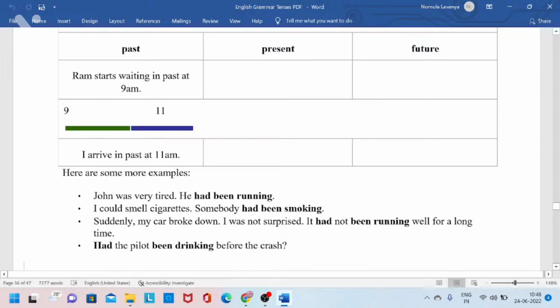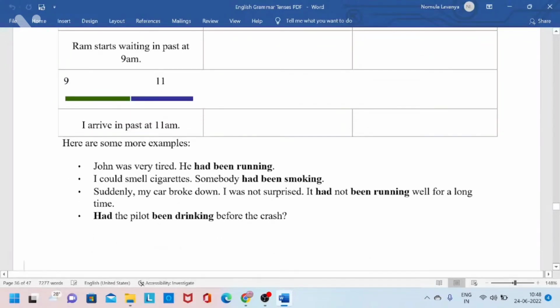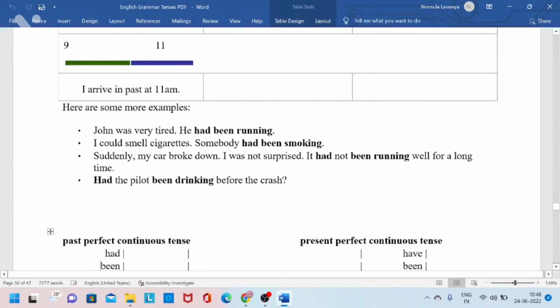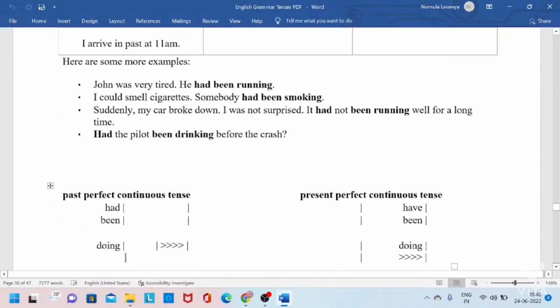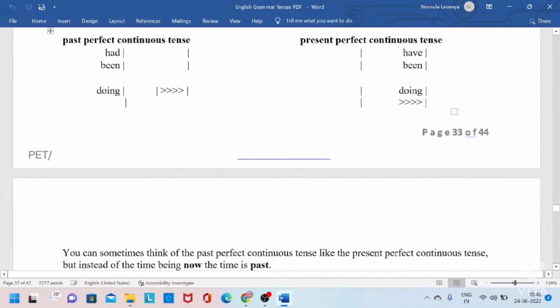John was very tired. He had been running. This is also in the past. I could smell cigarettes, because somebody had been smoking. Suddenly my car broke down. I was not surprised. It had not been running well for a long time. Had the pilot been drinking before the crash?